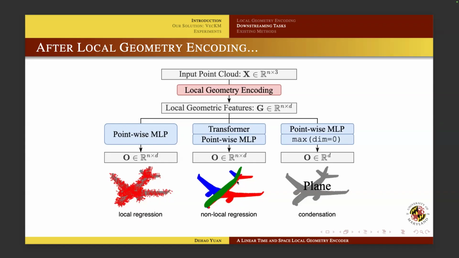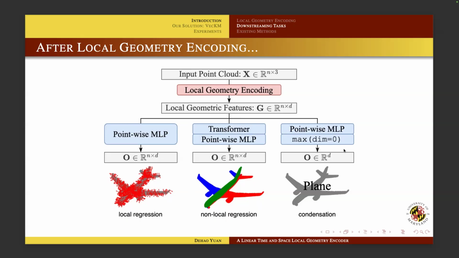On the other hand, you can also do non-local regression. A typical example would be segmentation. You want to segment the point cloud. For example, this may be the wing of the plane, and this may be the body part of the plane. Why is it non-local? Because to determine the segment of a point, you need some more global information. That's what I call non-local regression. We can use a transformer to achieve that. So that's non-local regression.